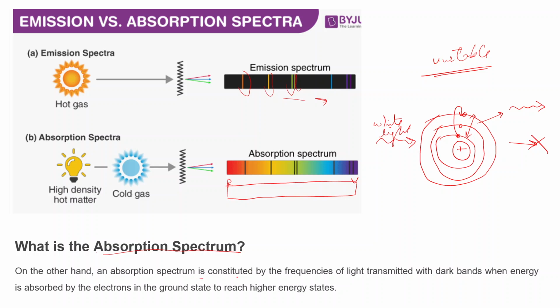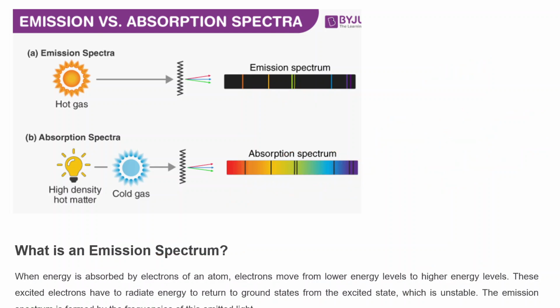An absorption spectrum is constituted by frequencies of light transmitted with dark bands when energy is absorbed by electrons in the ground state to reach higher energy states, which is this. So we get dark bands because it's absorbing the energy. Whereas for emission spectrum, what is happening?